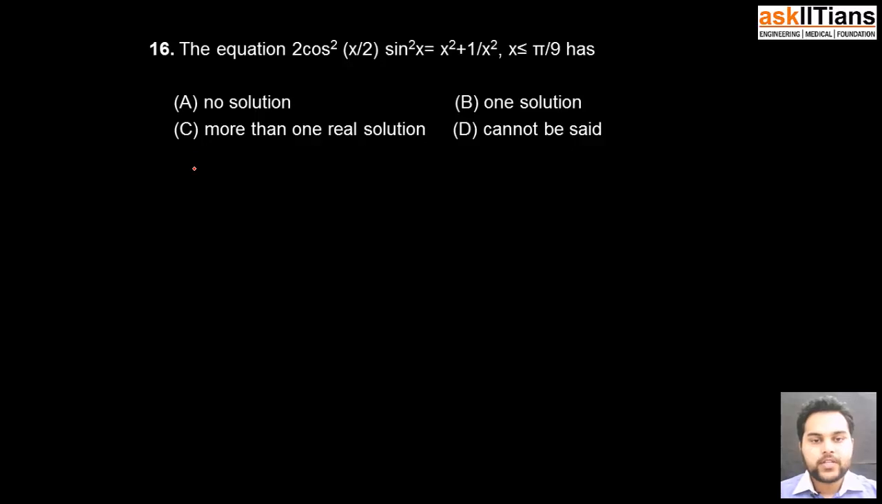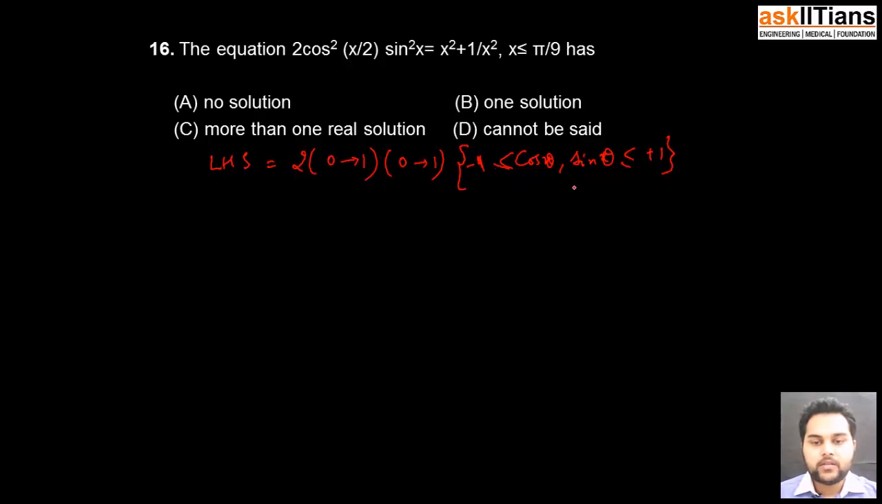The question is 2 cos square x by 2 sin square x is equal to x square plus 1 by x square, and x lies less than or equal to pi by 9. Has no solution, one solution, more than one real solution, and cannot be said are the options. So if I look at the left hand side carefully, the left hand side is twice of a value lying between 0 and 1 and another value lying between 0 and 1. Why did I take them to be 0 and 1? Because cos x and sin x, for any value of theta, lie between minus 1 and plus 1.